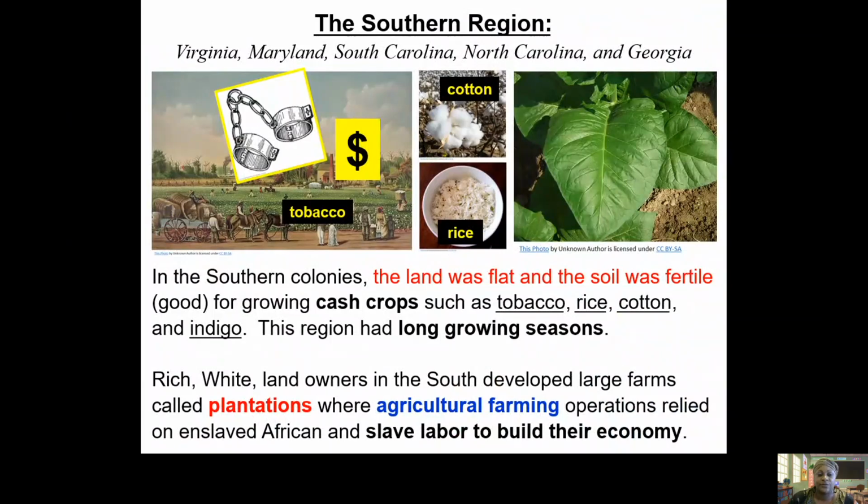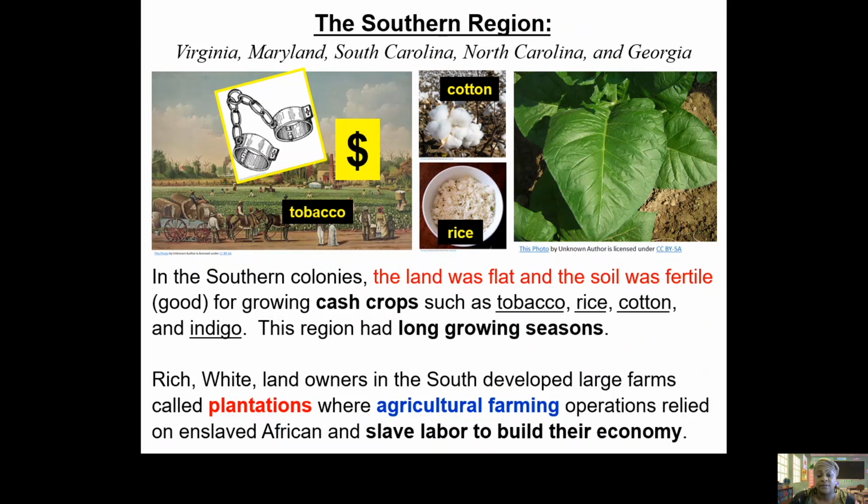Now let's take a look at the southern region. When I say the southern region, I'm referring to Virginia, Maryland, South Carolina, North Carolina, and Georgia. This area was very flat. The soil is very fertile. That means it's very good for growing different kinds of crops, different kinds of plants.